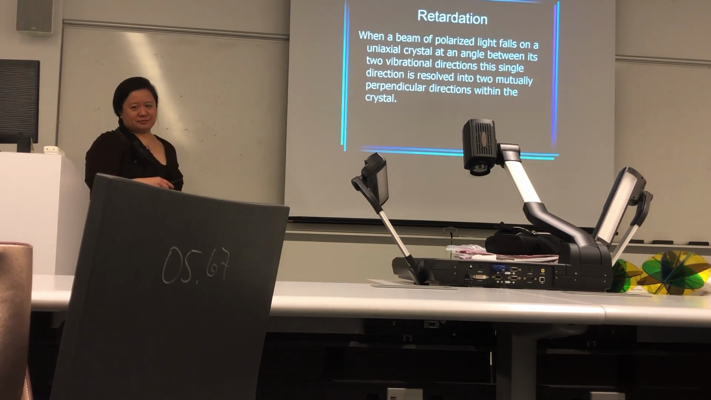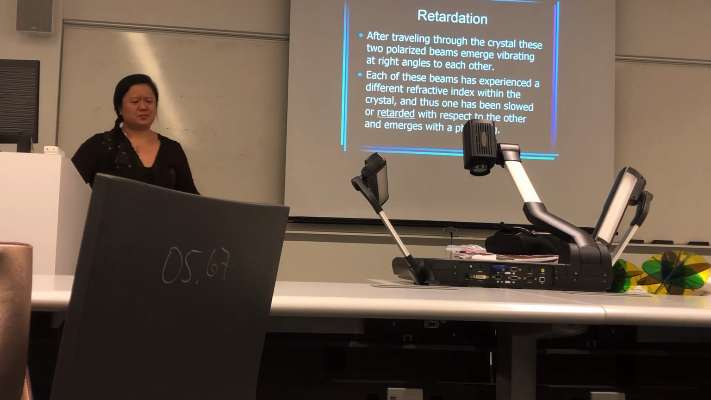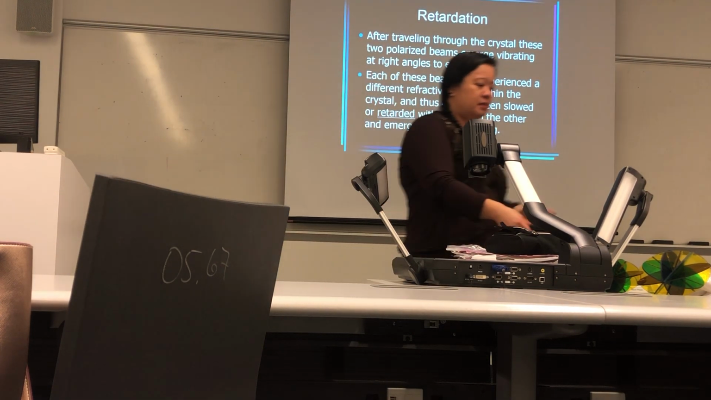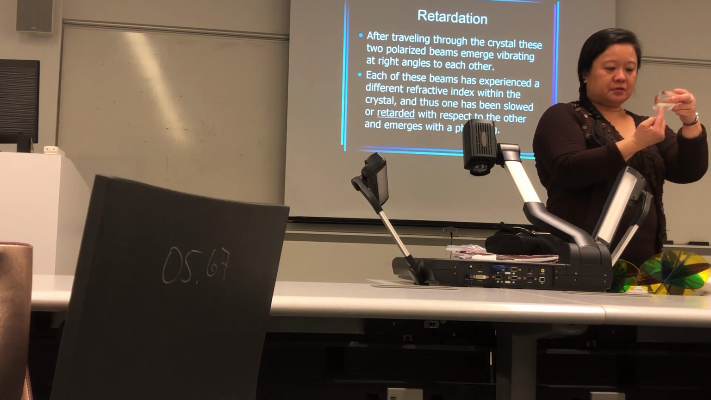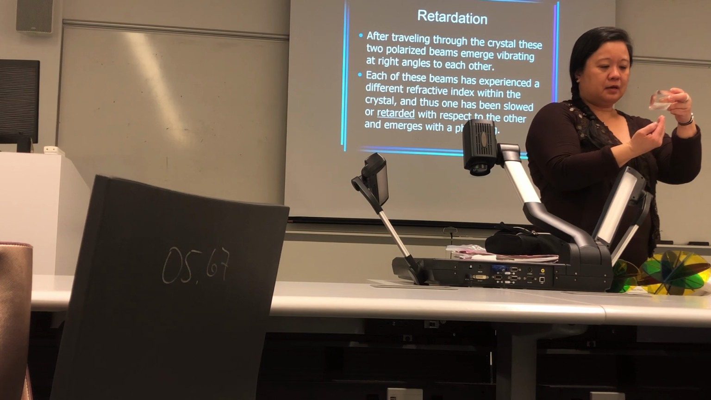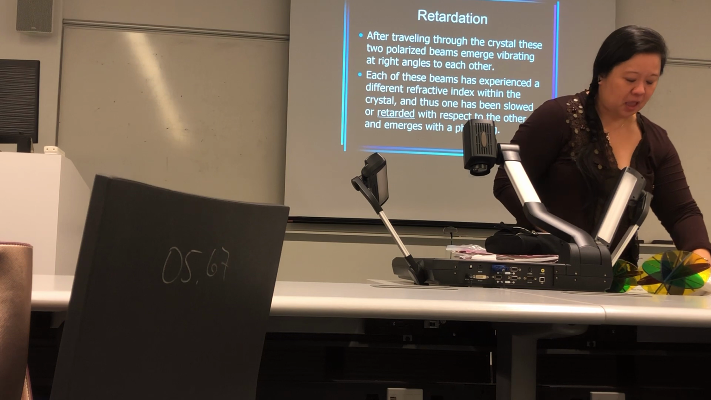Okay, retardation. It's not a politically correct word, but what does it mean? When a beam of polarized light falls on a uniaxial crystal at an angle between its two vibrational directions, this single direction is resolved into two mutually perpendicular directions within the crystal. And remember, we already talked about this. The light hits the calcite, and it'll be resolved into two rays, one vibrating in one direction and the other vibrating orthogonal to that.